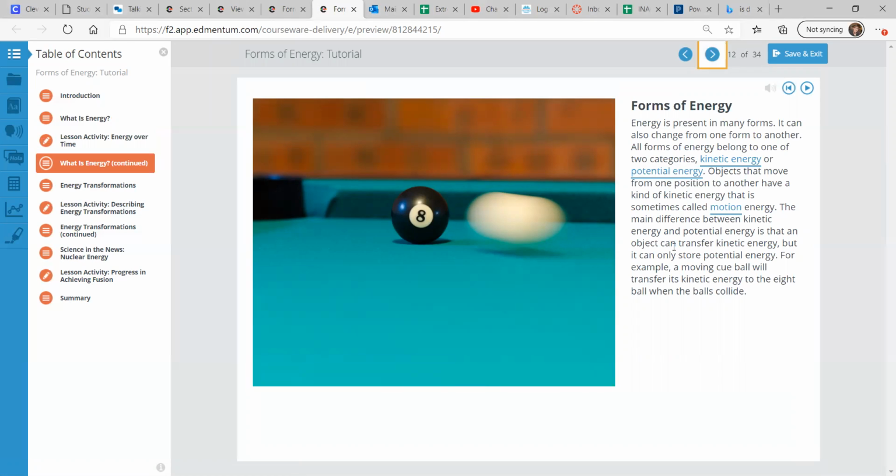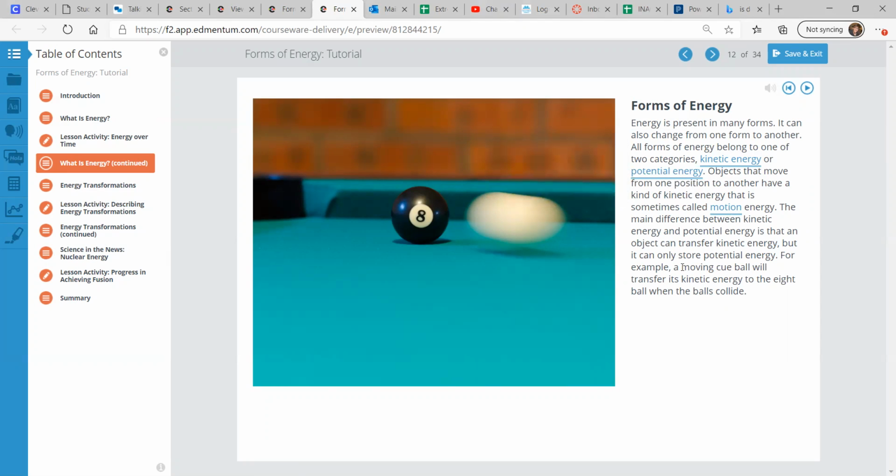Energy is present in many forms. It can also change from one form to another. All forms of energy belong to one of two categories: kinetic energy or potential energy. Kinetic energy is the energy of motion, movement in a body, while potential energy is stored energy. It's energy that can be used, but is not necessarily being used at this moment.